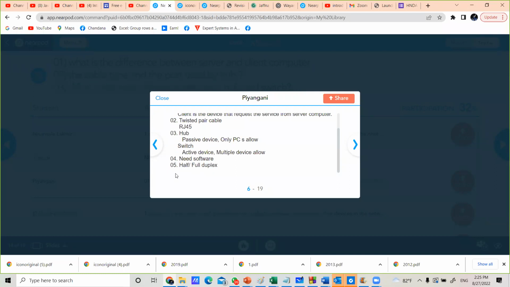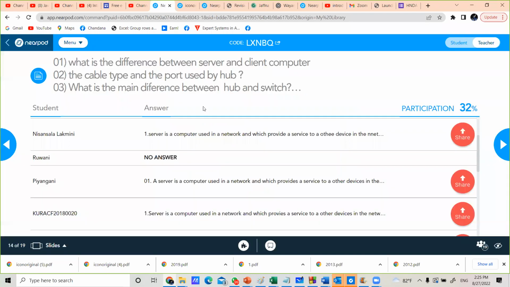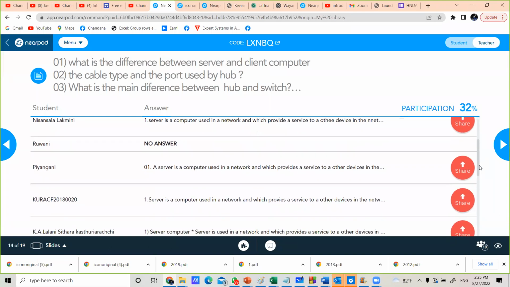The transmission mode of the switch is half or full duplex. That's correct. Right, that's good. Then we'll see another answer.